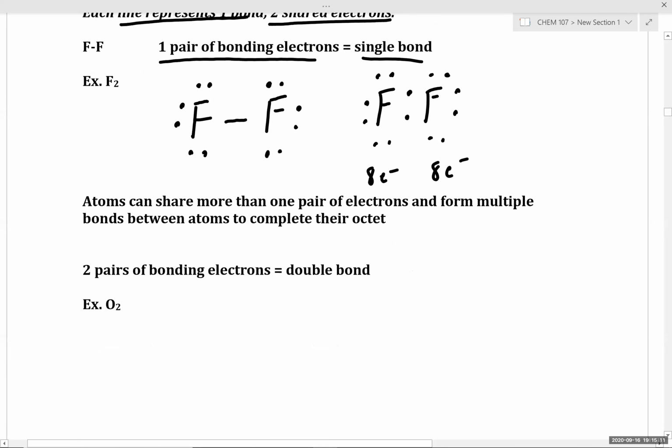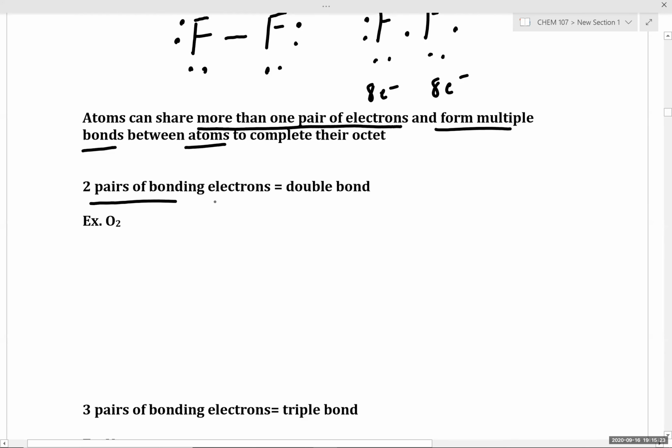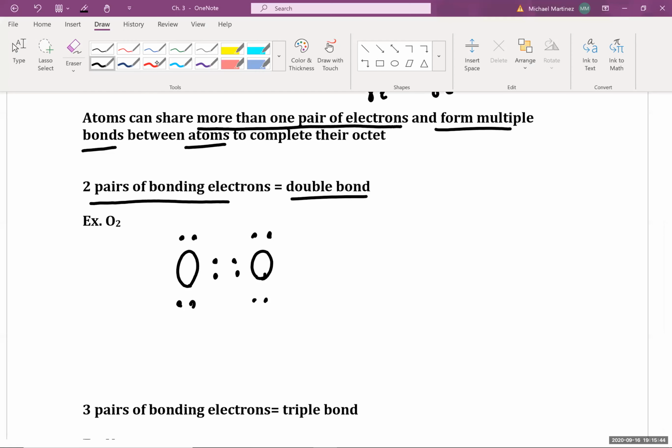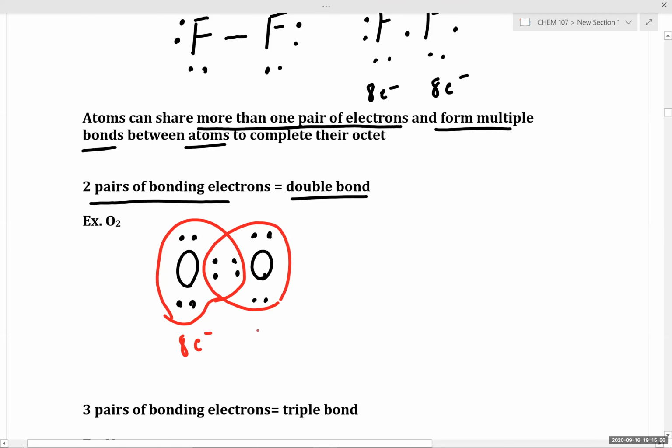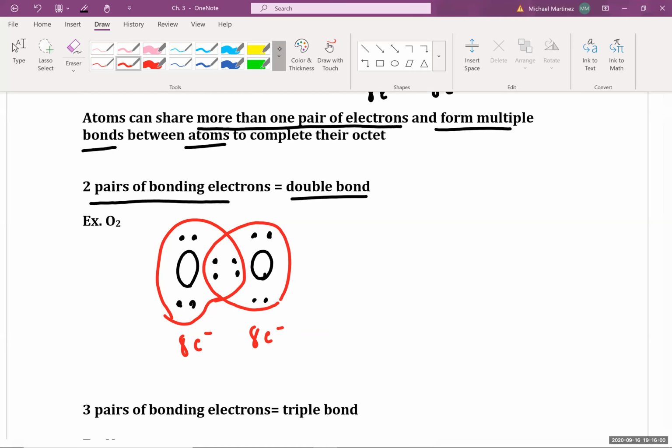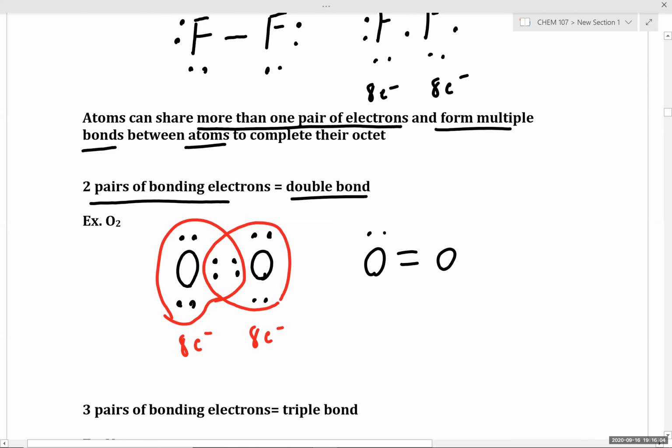So, what's important to note is that atoms can share more than one pair of electrons and form multiple bonds between atoms to complete their octet. Two pairs of bonding electrons indicates what's known as a double bond. So in O2, we are sharing two sets of electrons. So then, each oxygen atom has a total of 8 electrons to its name. We can also represent our double bond using a set of two lines. So as you can see, atoms can share.